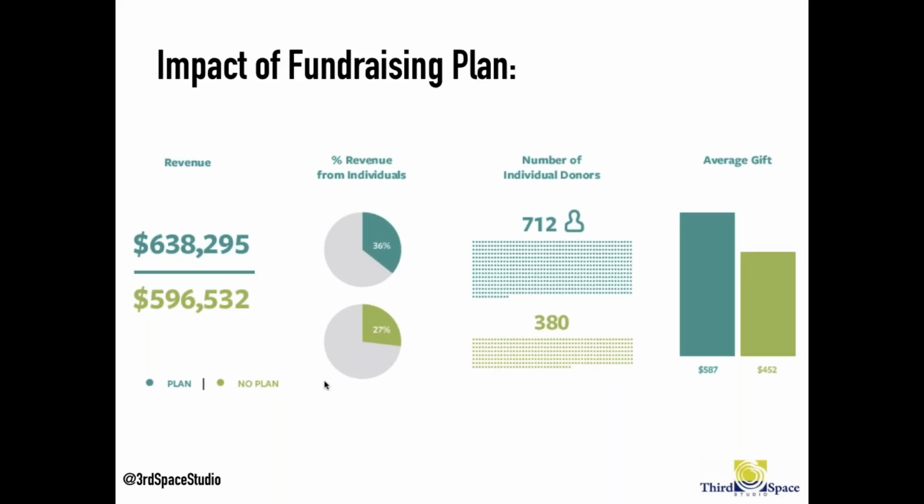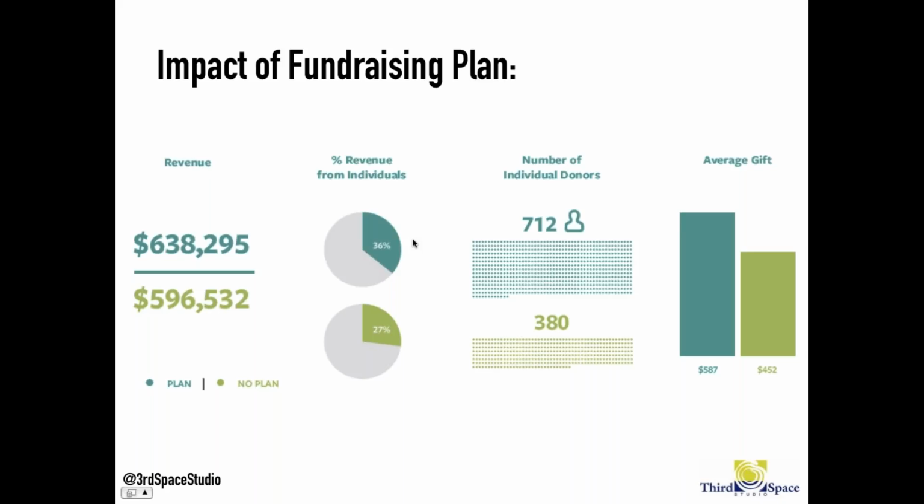But it also means that this budget revenue size is not the core factor for the rest of the results we found, which included difference in percentage revenue from individuals. So we saw that organizations with a fundraising plan tended to raise significantly higher percentage of their overall revenue from individuals. So 36% as opposed to 27%.